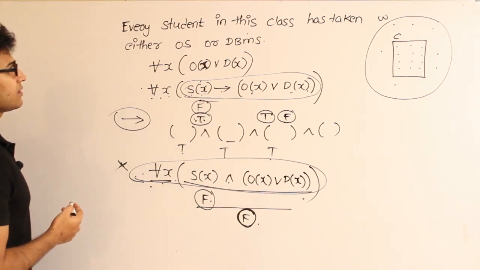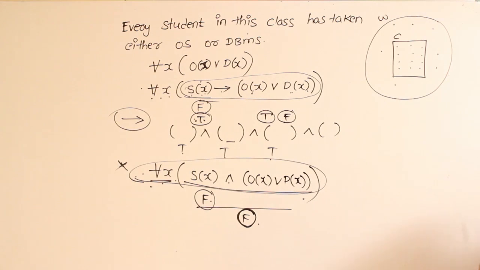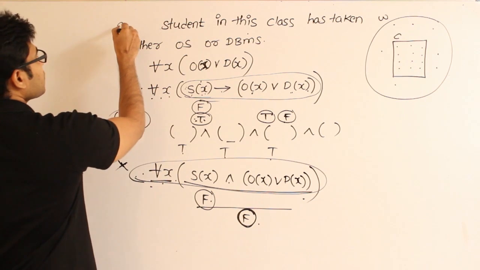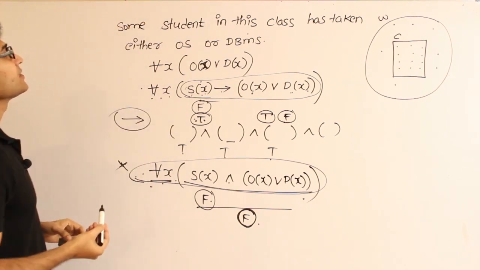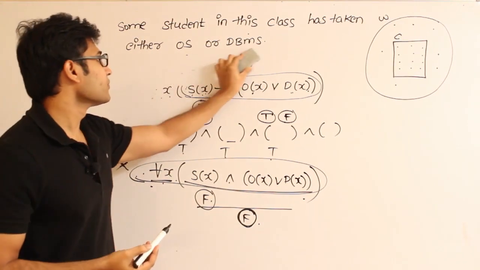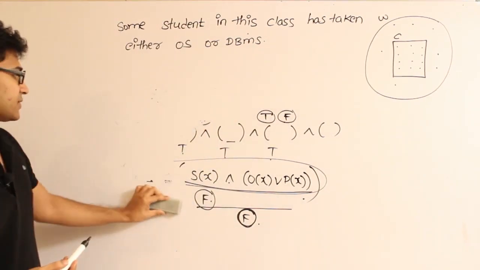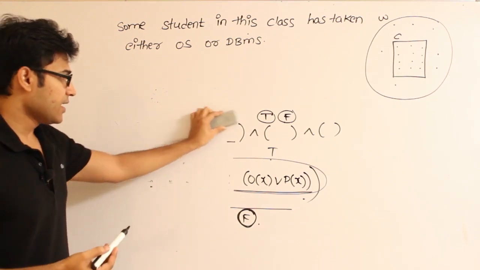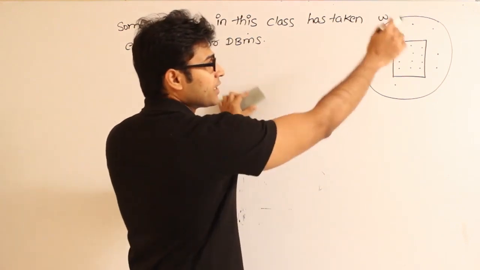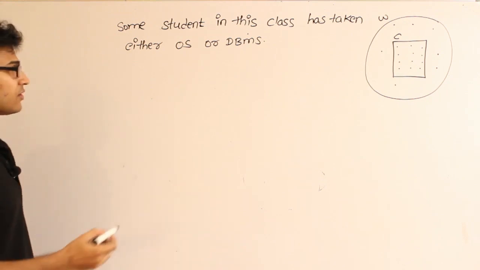Okay, now let's try to just change it a bit. Now let us assume that instead of every student, let us say some student in the class has taken either DBMS or OS. Now what do you want to do? We know that whenever I use "some", there has to be "there exists", right? So in case the domain is not the entire world, in case the domain is just the students of the class, then how can you do it?